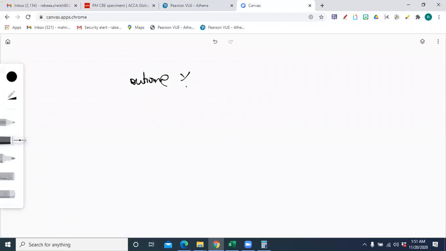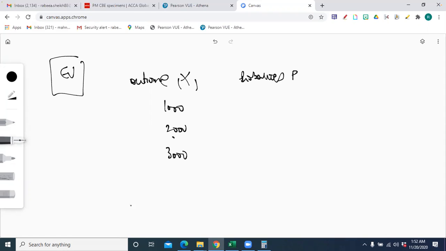So outcomes I would denote with X, right? And then you could assign the probabilities to the outcomes as well, and probabilities I say P. So I say the demand would be 1,000, it could be 2,000, it could be 3,000. How to calculate the expected demand, the average demand, and I would be given the probabilities as well. For example, there is 50% probability the demand would be 1,000, 25% probability the demand would be 2,000, and 25% probability the demand is 3,000.